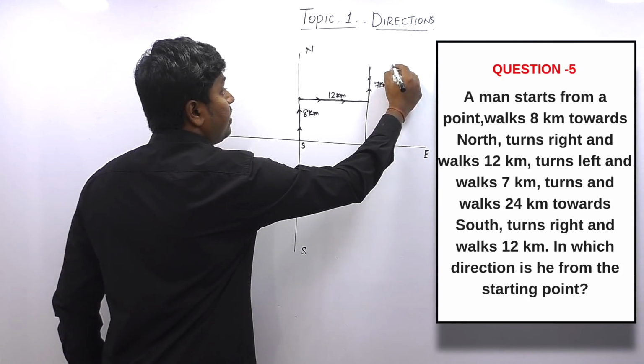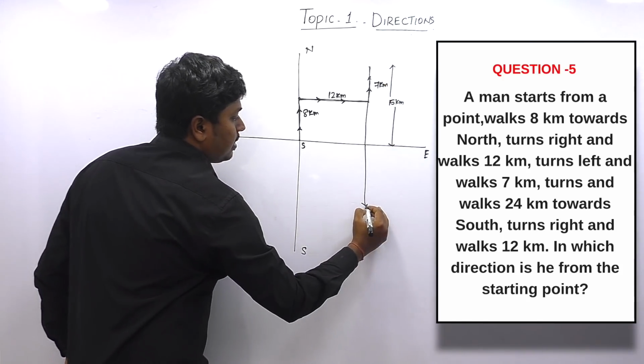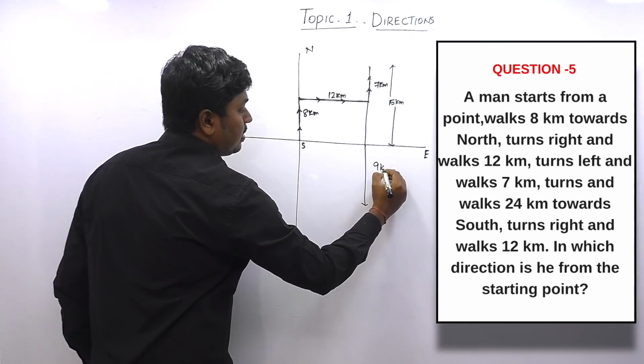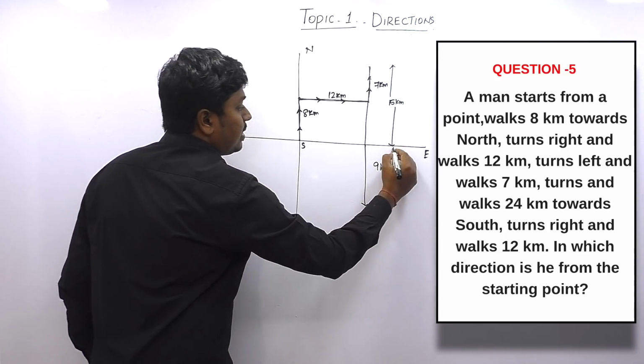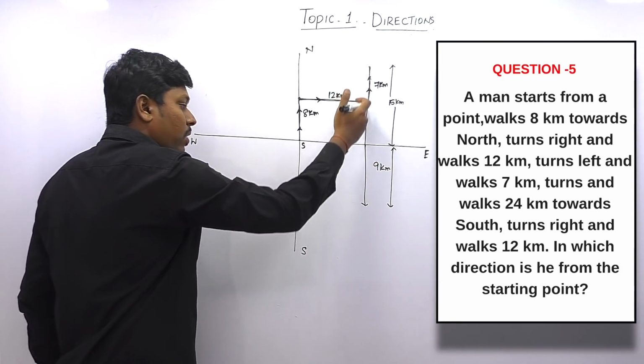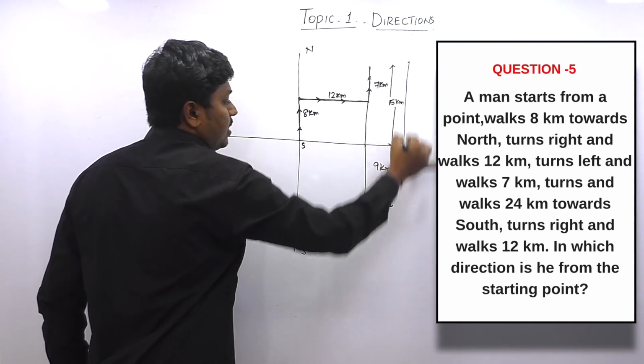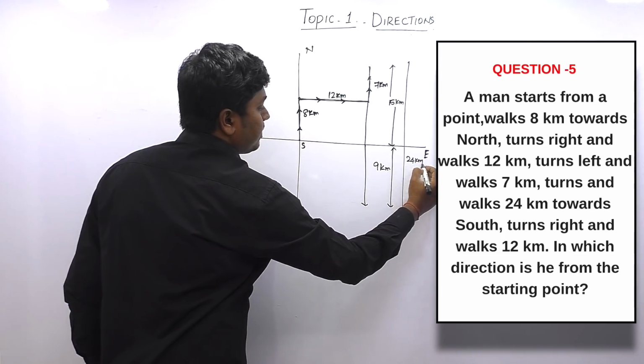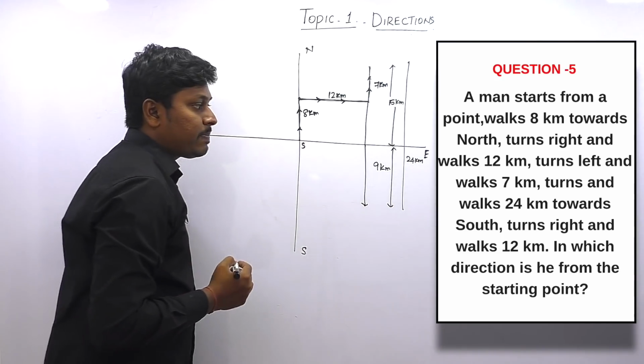And he is walking 24, right? So this will be another 9 kilometers. So only then we can say after reaching this point, he is turning towards the southern direction and he is walking 24 kilometers. So the total distance will be 24 kilometers. So finally he will be at this point.